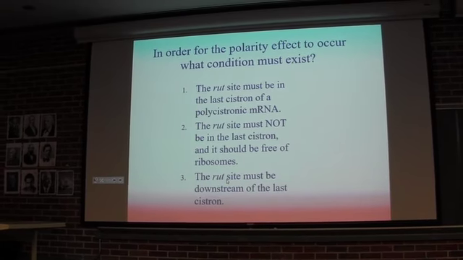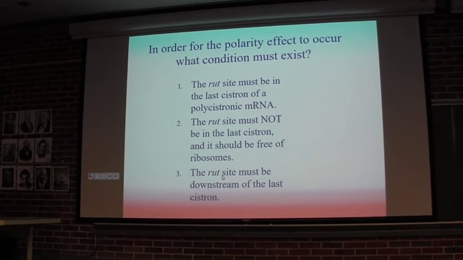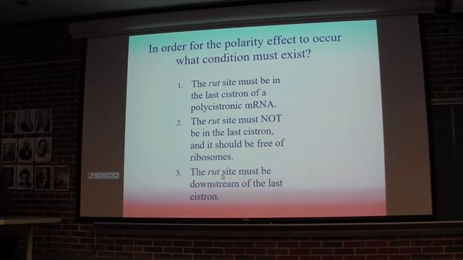Didn't really illuminate. In order for the polarity effect to occur, what conditions must exist? Rut site must be in the last cistron. Nope, rut site must not be in the last cistron. I think it's 2, right?